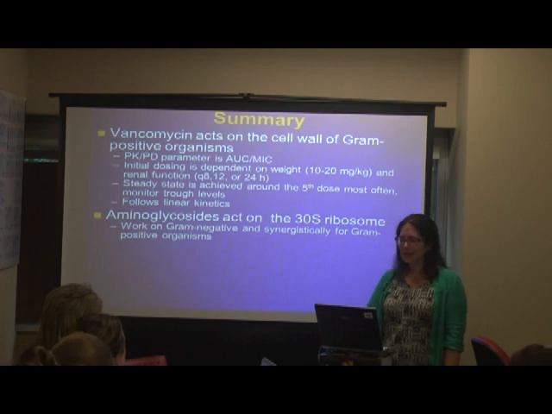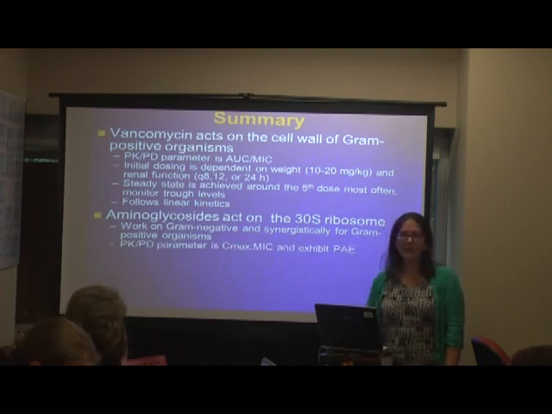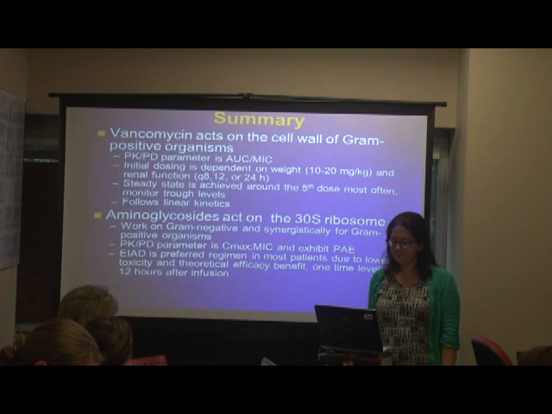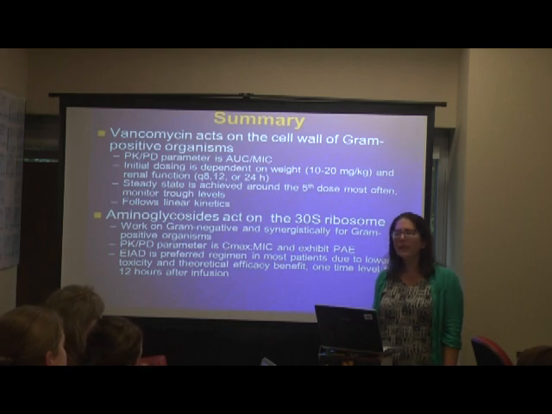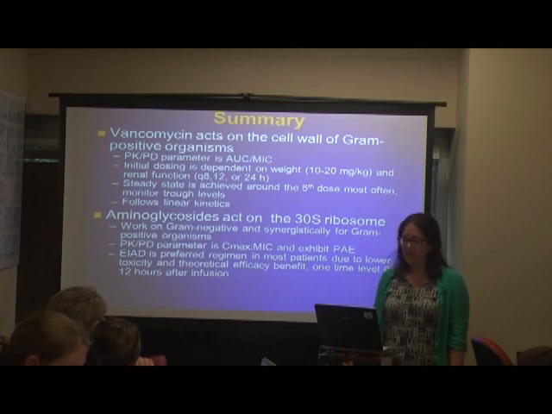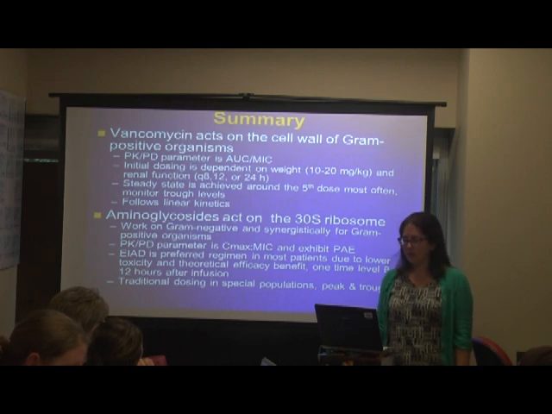And then aminoglycosides act on the 30S ribosome. They work on gram-negative organisms and synergistically for gram-positive organisms. The PK/PD parameter is Cmax over MIC, and it exhibits a post-antibiotic effect. Extended interval dosing is the preferred regimen in most patients due to lower toxicity and a theoretical benefit for efficacy, and one-time levels 8 to 12 hours after the infusion are used to monitor. Traditional dosing is used in special populations, and in those cases we monitor peak and trough.